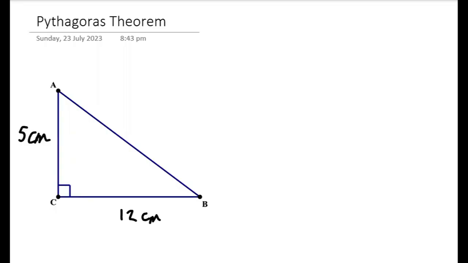Hello, today we are going to be learning about the Pythagoras theorem. Now, the Pythagoras theorem is used when you have right-angled triangles. Now, the theorem states that a squared plus b squared is equal to c squared, where a and b represent the legs of the triangle.